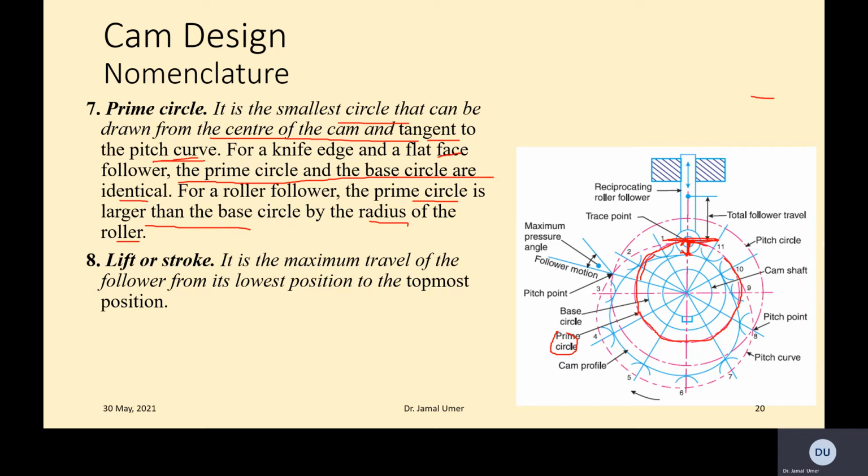So lift or stroke, which is shown over here. This is the maximum distance which the follower travels. It is the maximum travel of the follower from its lowest position to the topmost position. So that's the maximum travel you can have.